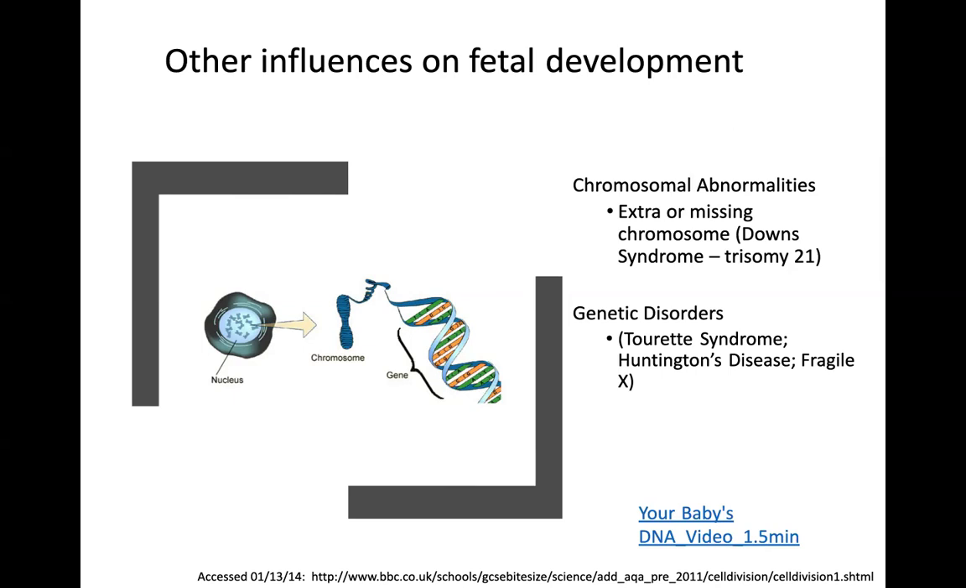So this creates physical changes: a flat facial profile, slant to the eyes, stocky build, and a large tongue. They're at risk for mitral regurgitation, which is MR, a valve or heart deformity, heart defects, and leukemia. In midlife, many develop Alzheimer's too. And there are also other genetic disorders like Tourette syndrome, Huntington's disease, and Fragile X.